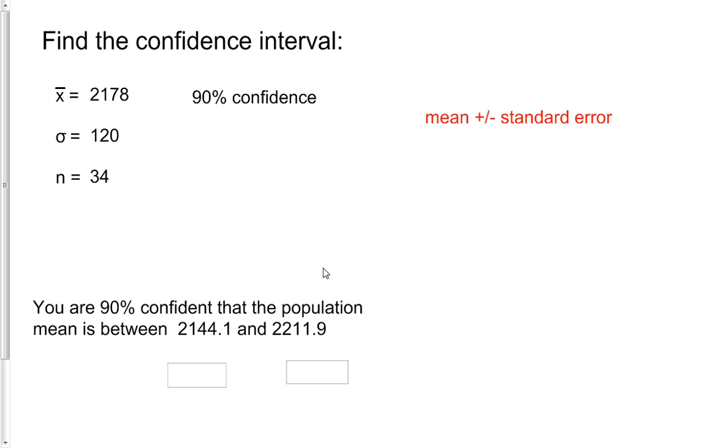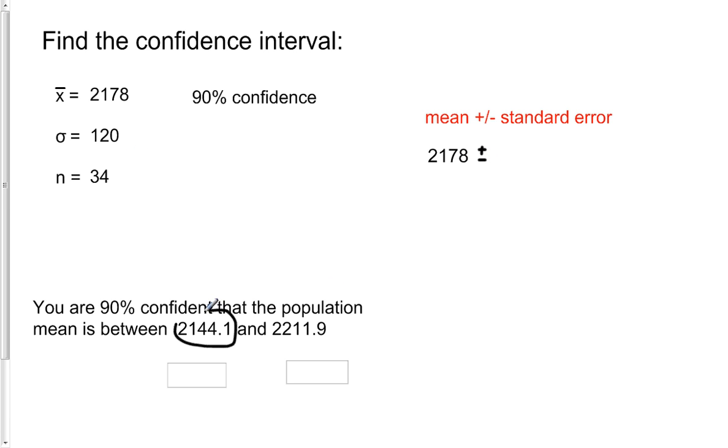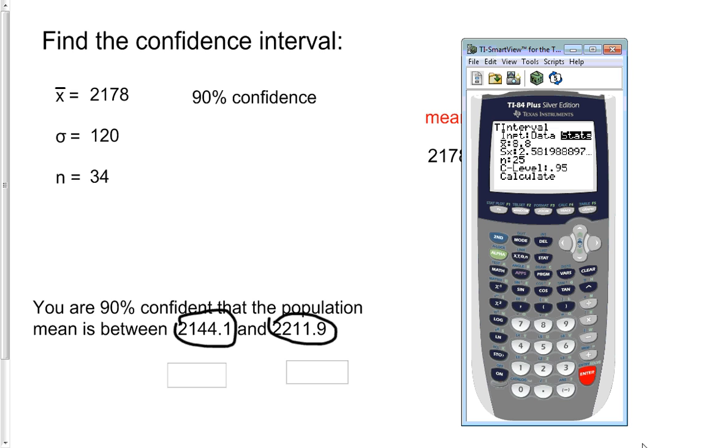Now what we want to do is write the mean in the middle and then write the amount the mean is away from each of those ends as our standard error. So our mean, 2178, we're going to start with that. Write that here. Then we're going to have our plus or minus, because we can either add to it or subtract, because it turns out that each of these two numbers here, this one and this one, are both the same distance away from the mean. So to figure out how far that distance is, let's go back to our calculator.